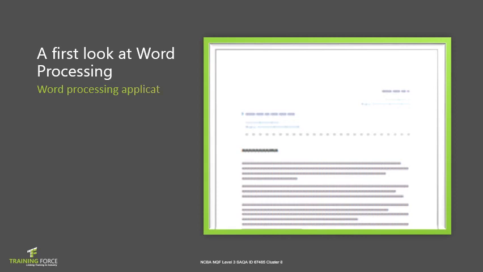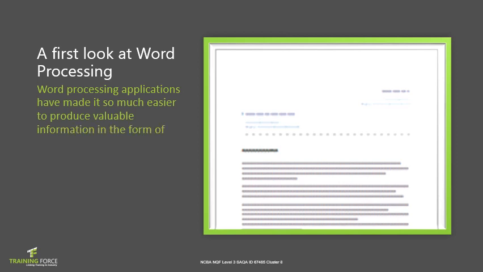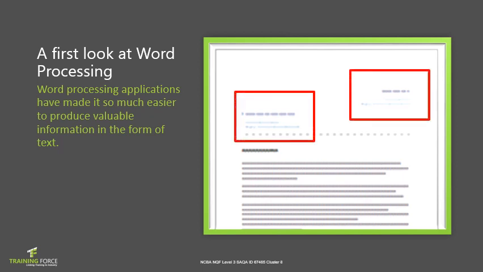Word processing applications have made it so much easier to produce valuable information in the form of text. However, it doesn't change the way in which text is displayed and/or formatted. For instance, if we were writing a letter, it has a specific way in which it is formatted and where specific information must be placed on the page. When typing, it doesn't change this type of format.